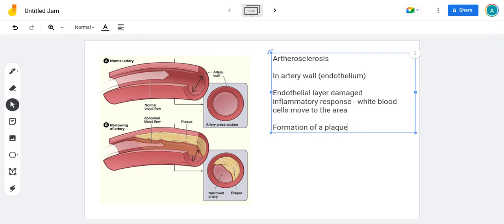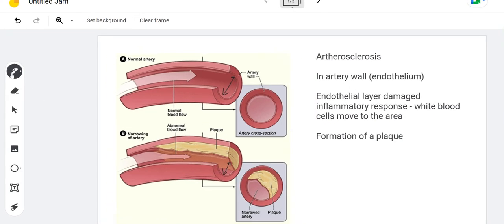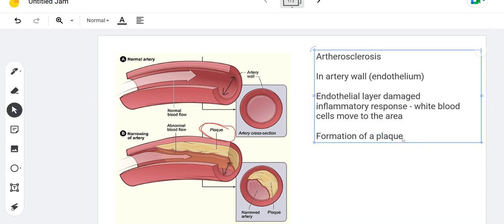Now, the plaque is what we can see in this diagram here. You can see that it's labelled plaque there. That yellow stuff in the artery wall, making it narrower, is the plaque. So here we're saying that we're getting the formation of this plaque, this yellow part inside the artery wall, which is called the endothelium.